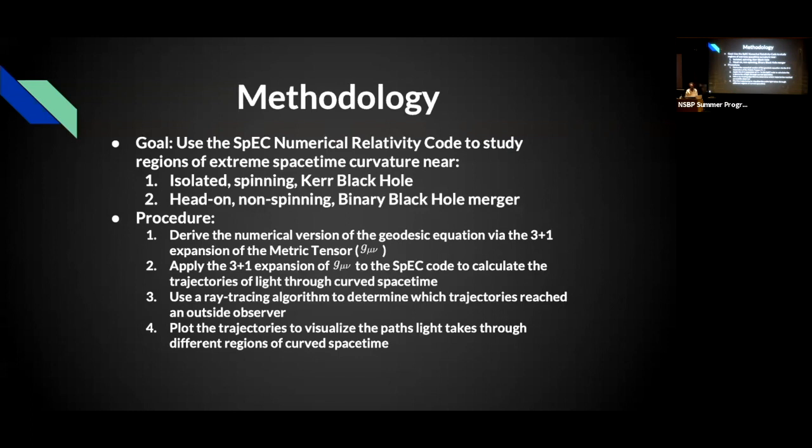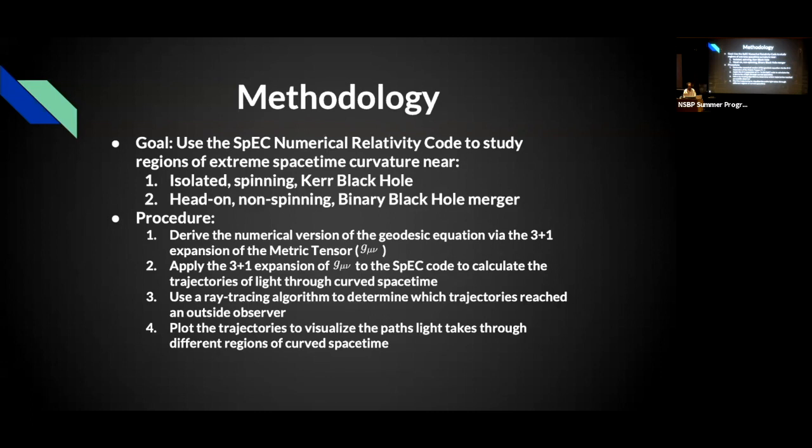In order to perform these types of calculations numerically, the first step that I needed to do was essentially derive an expression for this thing called the metric tensor. I'll go more in depth about what that is and what it means, in a form that could be plugged into a computer and solved numerically over some given time domain. The next step was to apply that 3+1 expansion of the metric tensor to the SpEC code to begin calculating a large sample of trajectories that would follow the path that light would take through these intense regions of space-time curvature.